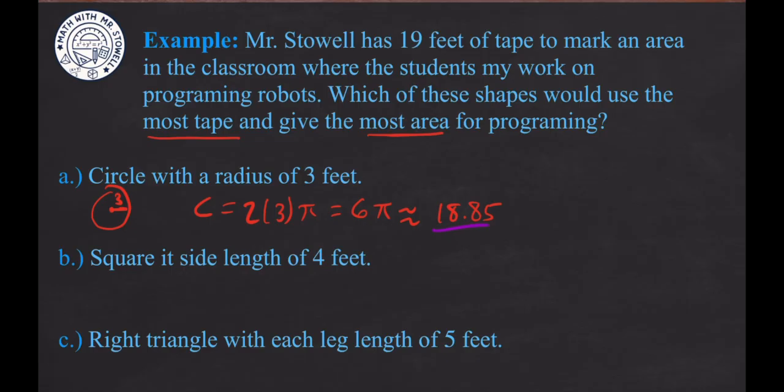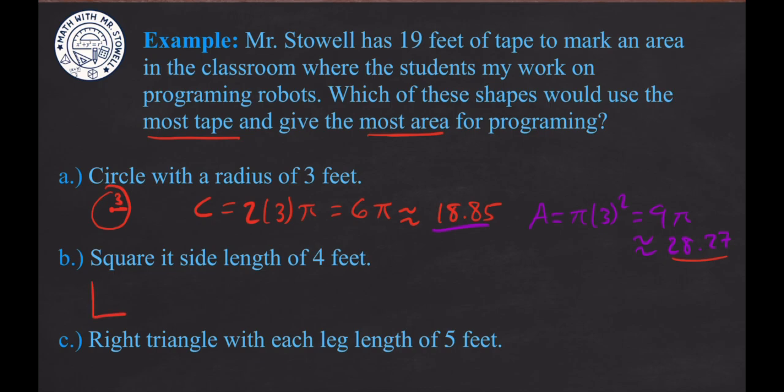Area, the area inside this, is equal to pi times the radius squared, which is 3 squared, which is 9 pi. Find the approximate. So 9 pi is going to give us 28.27 approximately. So that would be our area. Let's compare this if we did a square with side lengths 4.